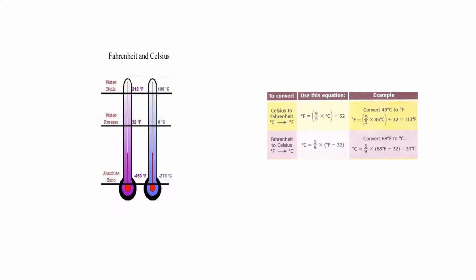Since on the Fahrenheit scale the melting of ice is at 32, and on the Celsius scale it is at 0, you have to add 32 degrees when converting from Celsius to Fahrenheit, and subtract 32 degrees when converting from Fahrenheit to Celsius. Also, when looking at the formula, part of the equation is in parentheses.